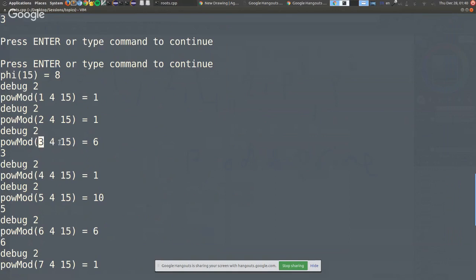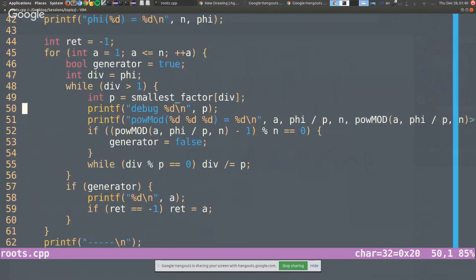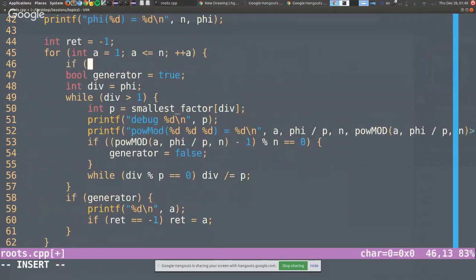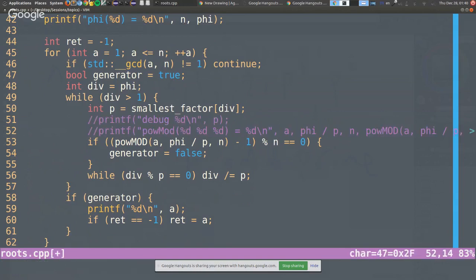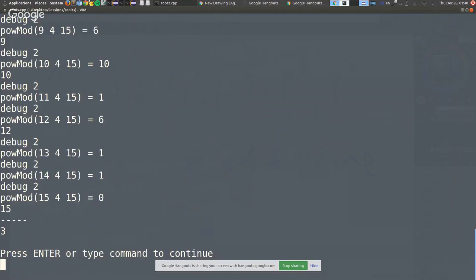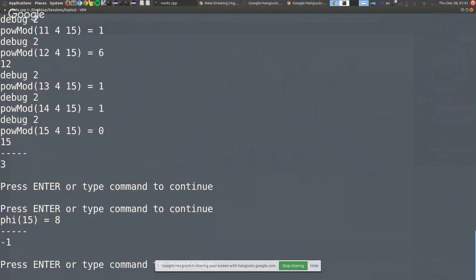So I needed to check that the a actually belongs to the multiplicative group. Because 3 is not co-prime with 15, we shouldn't check it. As expected, finally, we don't find any primitive roots of the 15.